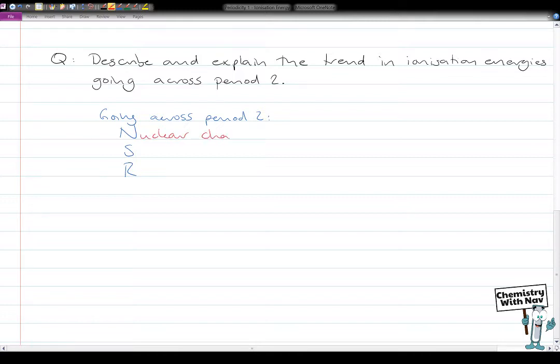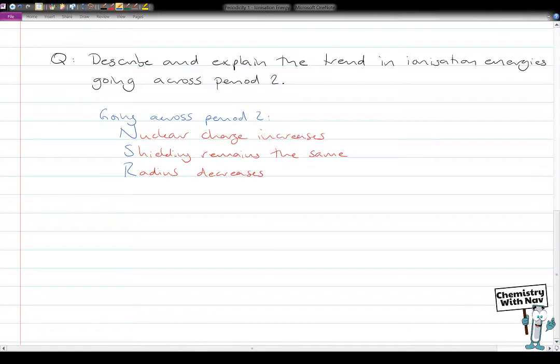The nuclear charge increases because as you go across any period you have an increase in the atomic number, so the increase in the number of protons. The shielding remains the same, and that is because you have the same number of inner shell electrons, full shells, inside the outer shell. The radius, well, as you go across, because you've got this increase in the nuclear charge, the radius is actually decreasing.